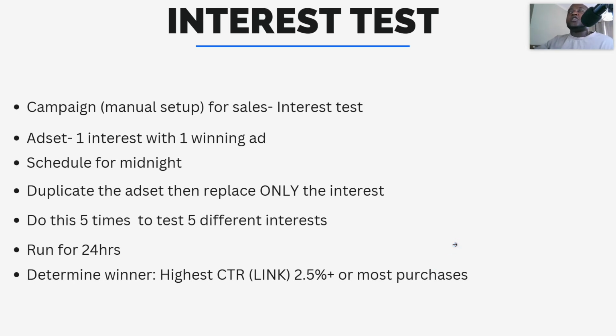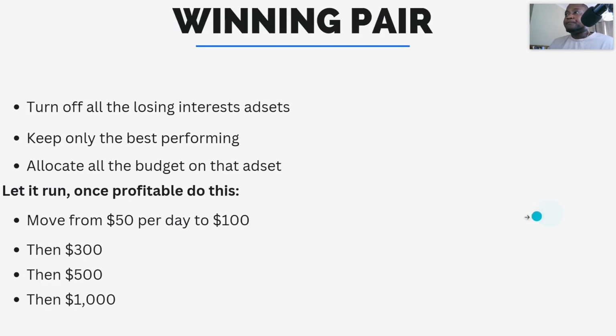That would take you to $150 in ad spend, and you should at least get a sale. If you didn't get a sale, then you know that you need to keep running it to find areas that you need to improve. This system will tell you exactly what areas you need to improve if you want to further scale. I'm going to talk about the metrics. Now, we found our winning creative and our winning interest. Now let's talk about the winning pair. What you want to do next is turn off all the losing interests in the ad set.